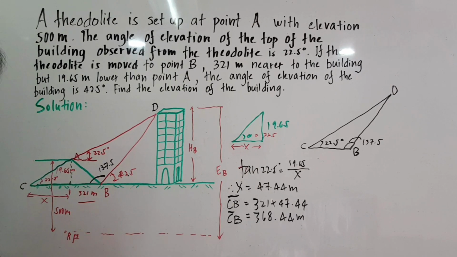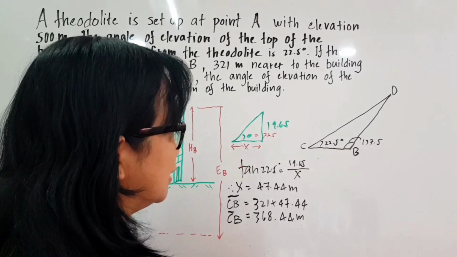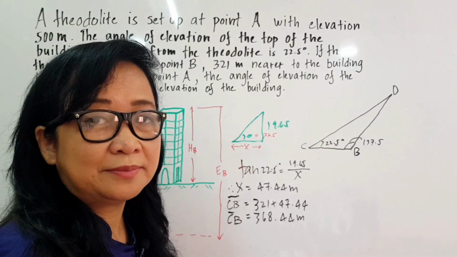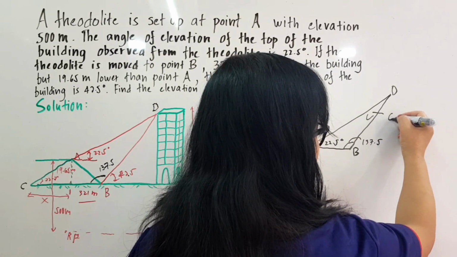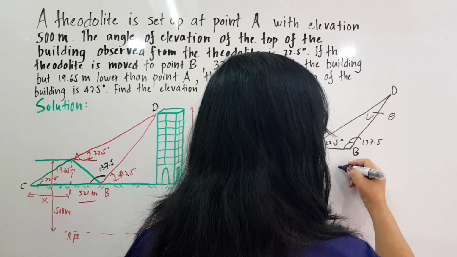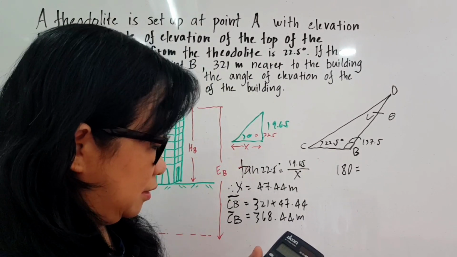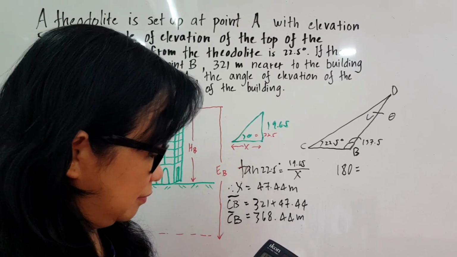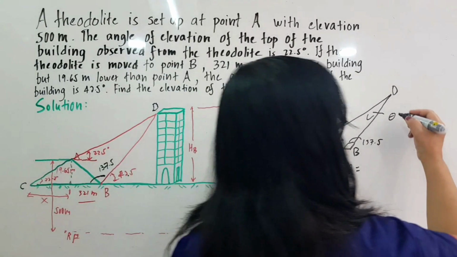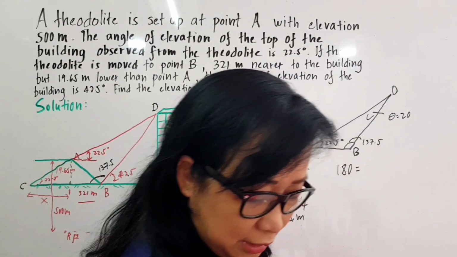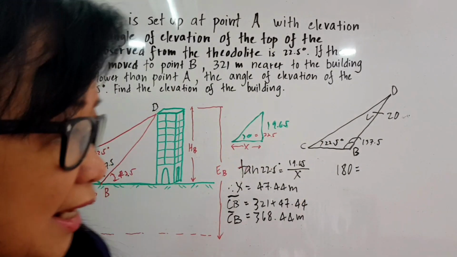Meron na tayong angle. Now, of course, in a triangle, kahit anumang klaseng triangle, irregular, right triangle, obtuse, scalene, equilateral, the total interior angles must be 180 degrees. So that means, paano natin mahanap itong angle na to? This one can be solved by 180 minus 137.5 plus 22.5, which is equal to 20. So this angle here is equal to 20 degrees, as I've said, the total interior angles of a triangle must be 180 degrees.